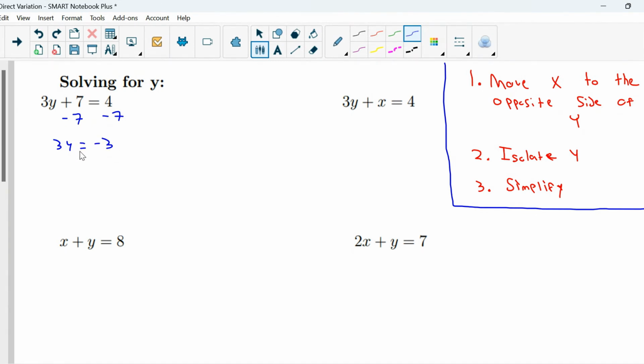Now, in order to completely isolate our variable, we must divide by our coefficient of 3. So we'll divide both sides by 3. Gives us y equals negative 3 over 3, which is just negative 1. Okay? Pretty straightforward. We have solved many equations like that already.